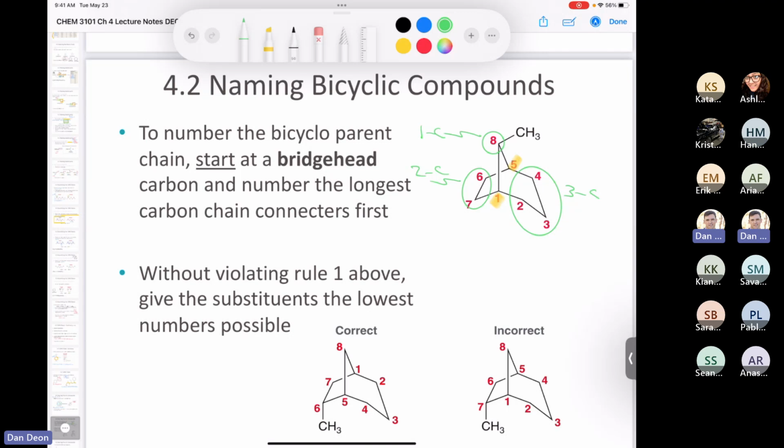So that means that the name of this compound is going to be some kind of bicyclo, open square bracket, octane, because there's 8 total carbons in the bicyclic system. And we have 3, 2, and 1. So bicyclo 3, 2, 1 octane. And then, of course, you have an 8-methyl. So we'll put here 8-methyl. And so that would be the name of the compound, 8-methyl bicyclo 3, 2, 1 octane.